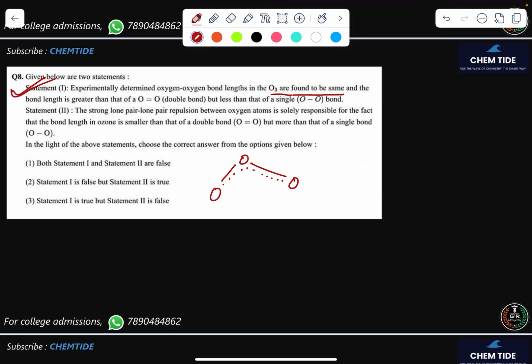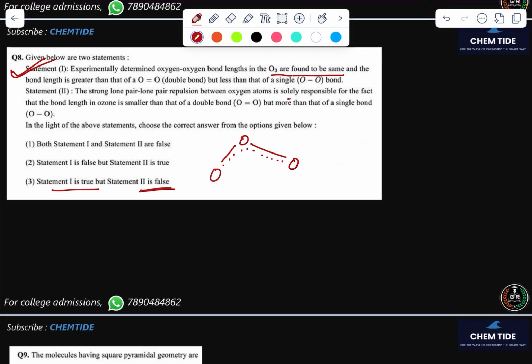The strong lone pair repulsion between oxygen atoms is solely responsible for the fact that the bond length in ozone is smaller than the double bond but more than the single bond. Okay, so the first is true but the second is false, because this is happening due to the resonance.